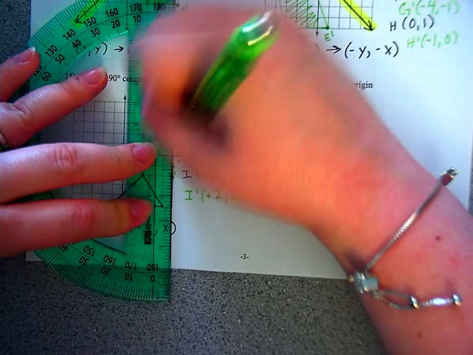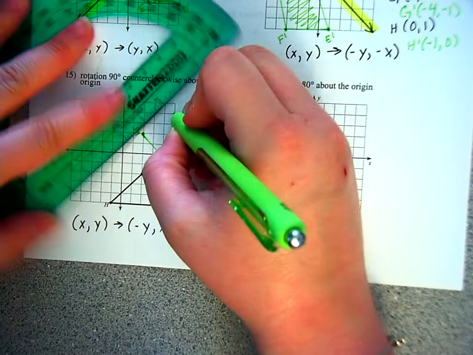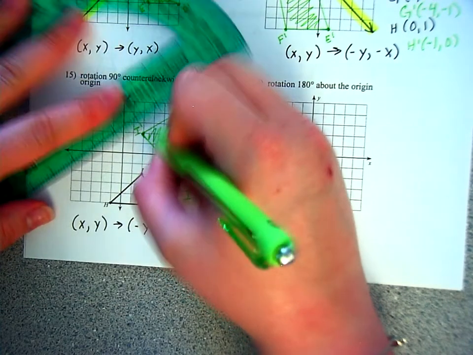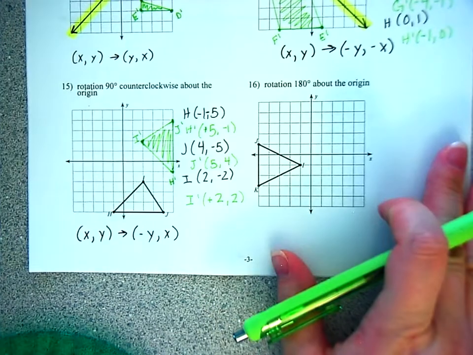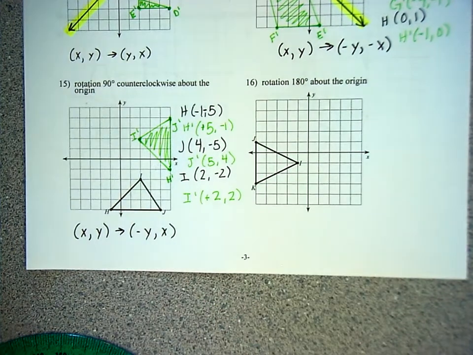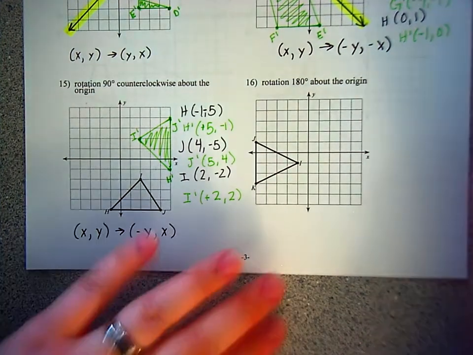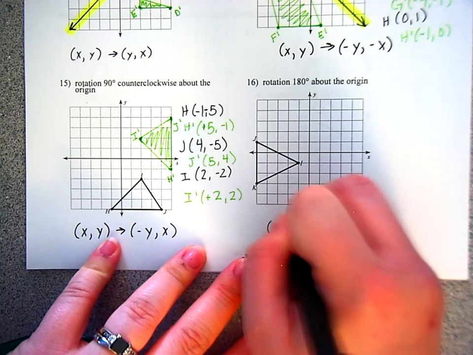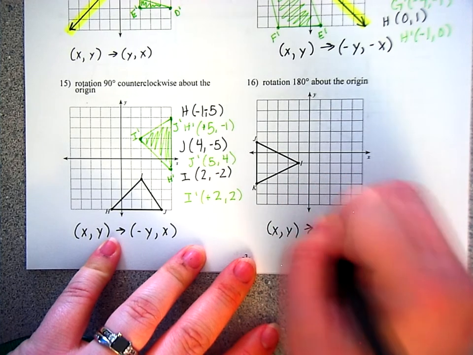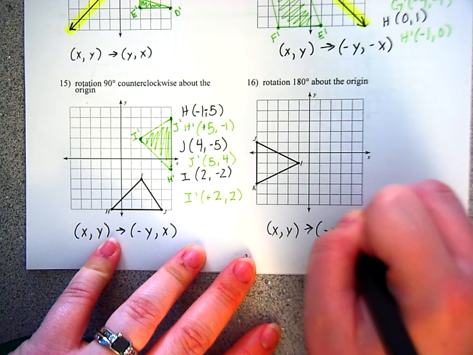And we're going to shade in our image. Now we're going to rotate 180 degrees. So we're doing the same thing. We're using a different rule. This rule is (-x, -y). So we're just switching our signs. We're not switching locations, we're just switching signs.